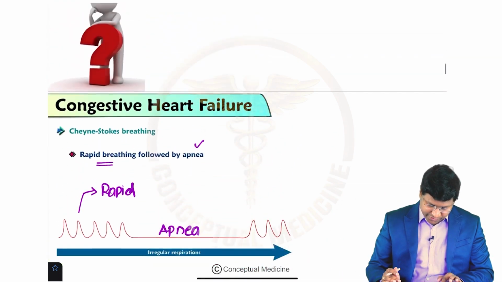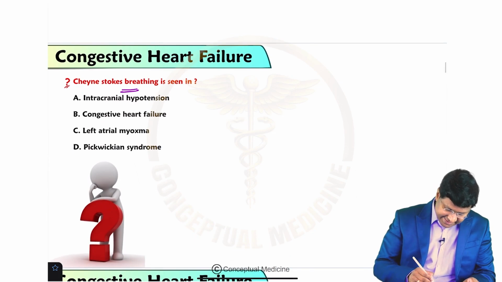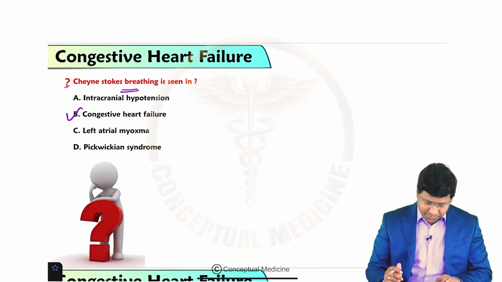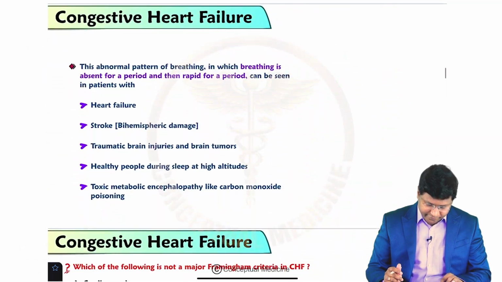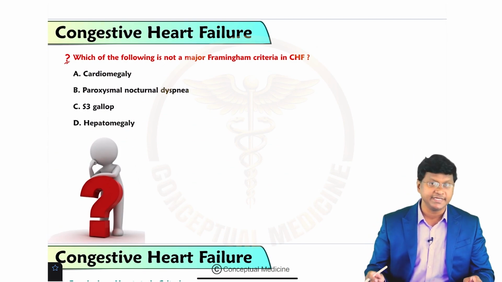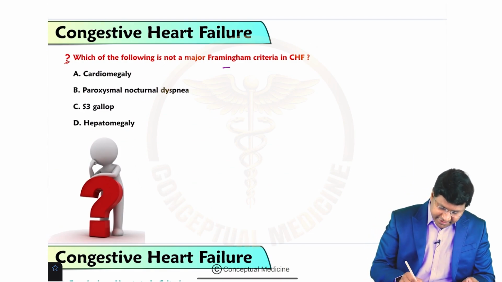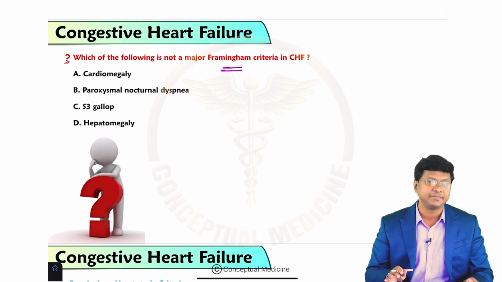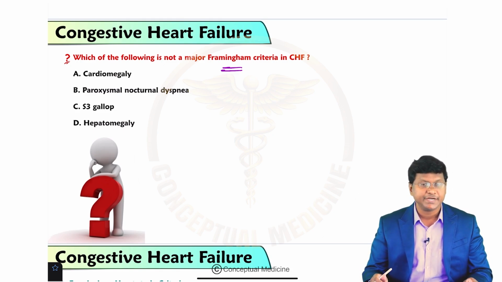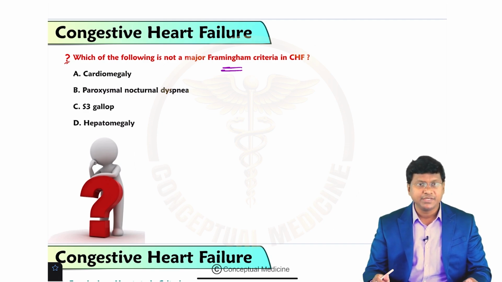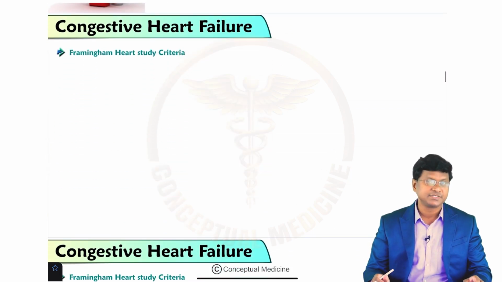And so if you see this question now, Cheyne-Stokes breathing is seen in patients with congestive heart failure. Now, for diagnosing congestive heart failure, we have a criteria, and the name of that particular criteria is the Framingham's criteria. Which of the following is not a major Framingham criteria in congestive heart failure? Cardiomegaly, paroxysmal nocturnal dyspnea, S3 gallop, hepatomegaly. See, this is how the question can be framed. So for that, you need to know the Framingham's criteria.